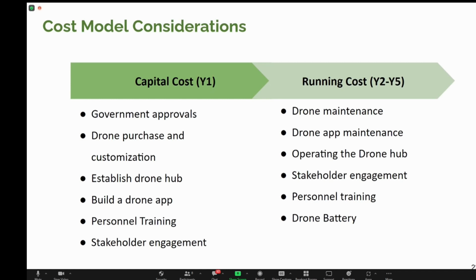And finally is the stakeholder engagement. So as our first speaker, Oliviera, mentioned, we have to make sure that we are constantly keeping government and local communities engaged in this program.